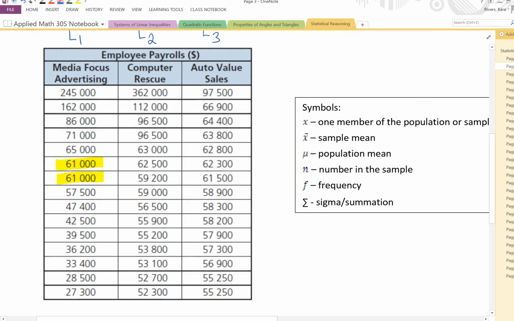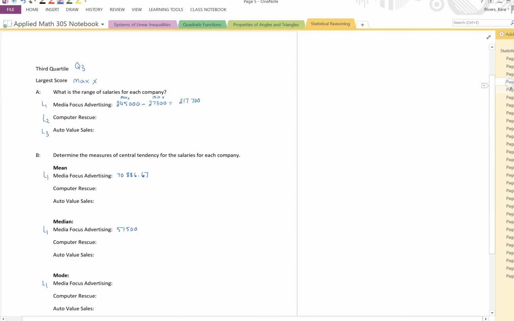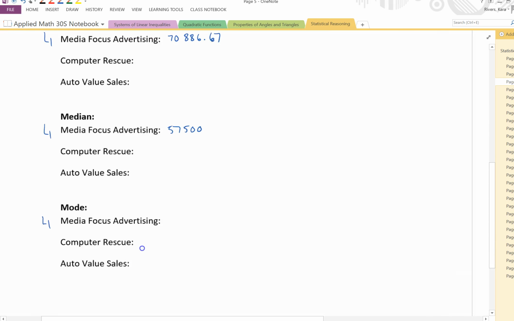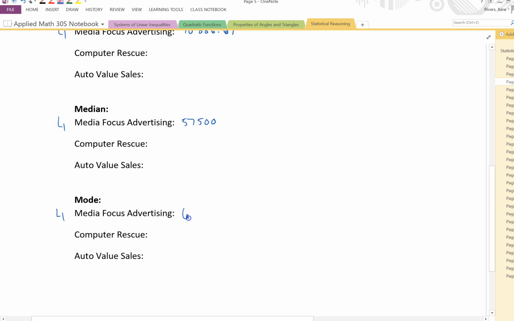So now, let's go into that page. So our mode here, the value that occurs most often, that means that's the salary that's paid most often at this place of work, is 61,000.